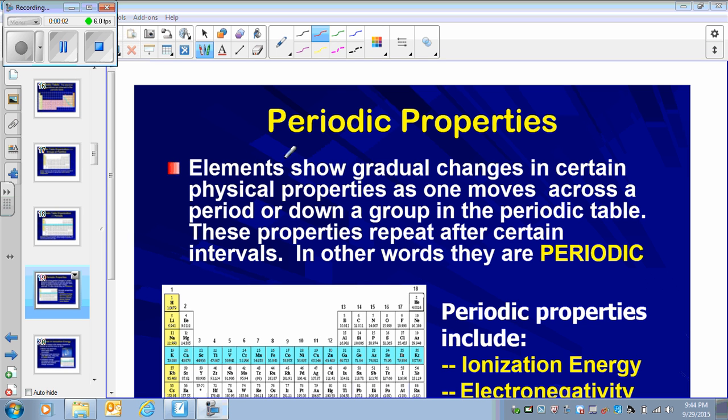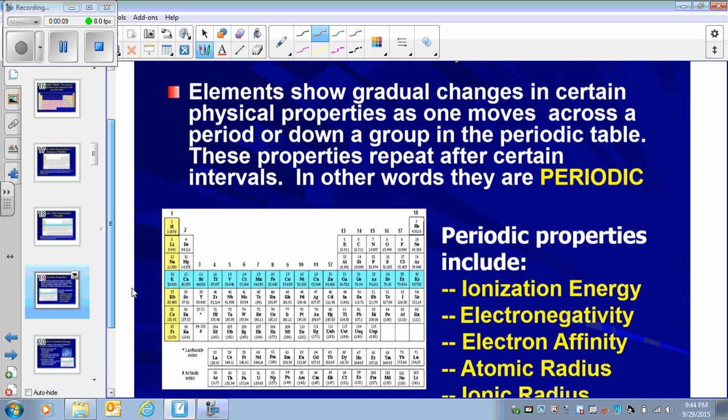Hi everyone. In this video we will learn about periodic properties. We talked about it earlier on that elements show a trend in their properties as they go down the group or across the period. So we learned earlier on that there are different groups, and groups are also called families.